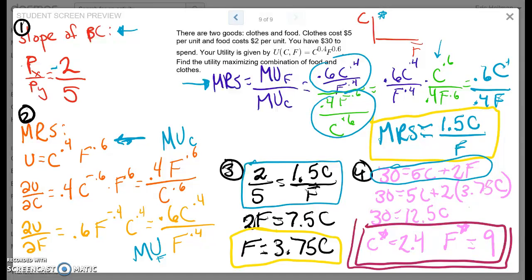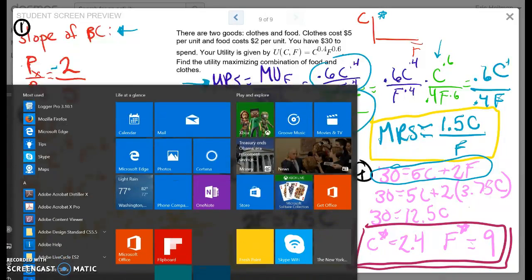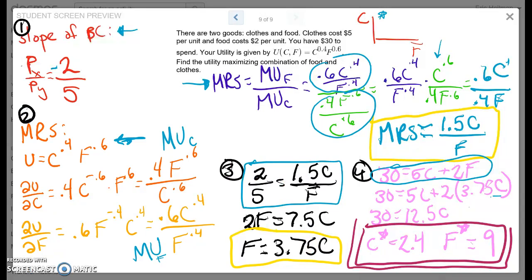So we had $30 to spend, clothes cost $5, food cost $2. I substituted in 3.75 C here, because that's what I got from step 3. And then I just combined and solved and got that C star is 2.4. And then you can either plug 2.4 back into the budget constraint, or you can plug it in here, which is what I did. 3.75 times 2.4 gives you that F star should be 9. And so that's how you get that solution.